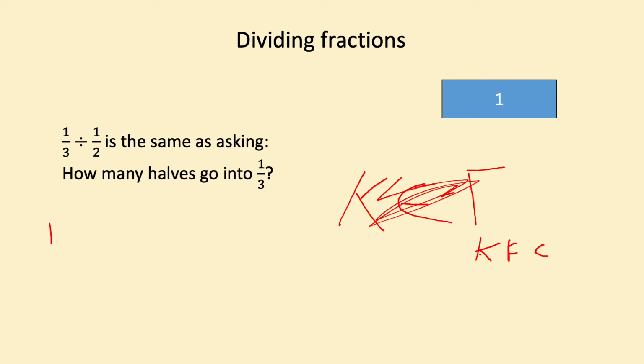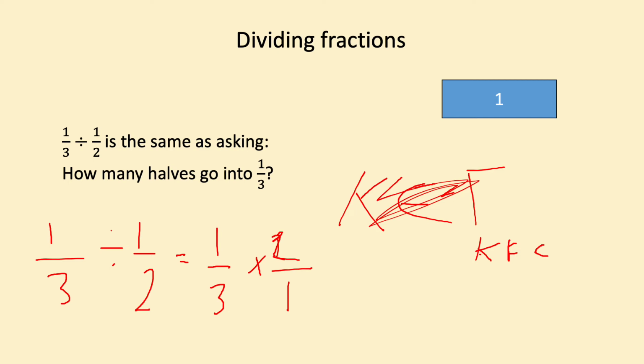So 1/3 divided by 1/2. Okay, so I keep the first fraction, I flip the second one, and then I change it to a times. So I'm going to get 1/3 multiplied by 2/1. Okay, so it's the reciprocal of this, which is 2/3. So the answer is 2/3.